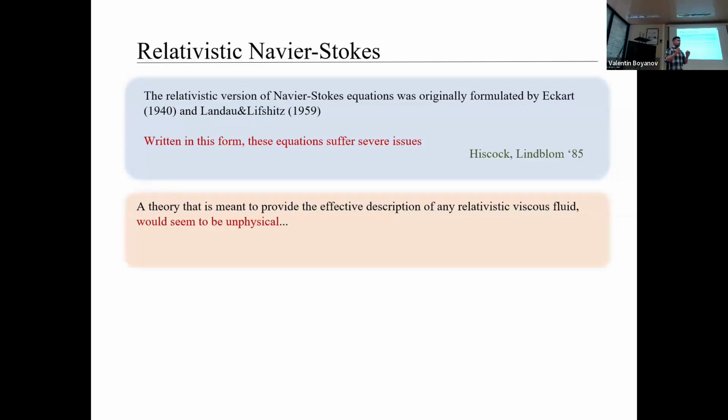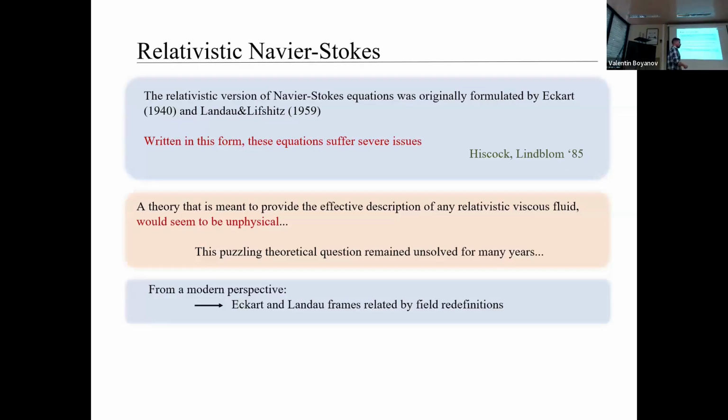So this means that a theory, as the relativistic version of Navier-Stokes, that is meant to describe any quantum field theory in the regime of hydrodynamics, fails completely and would seem to be unphysical. And as a physicist, I would be very worried about this fact. So why is such an important set of equations failing, and how do we fix this? This question actually surprisingly remained open for many years until very recently.